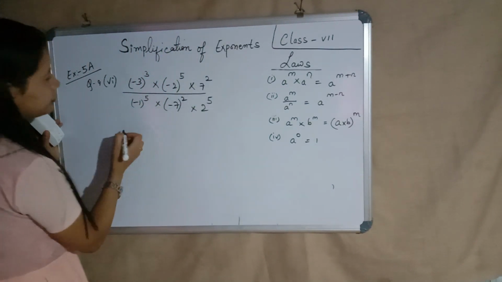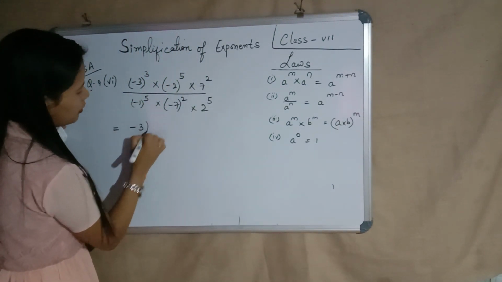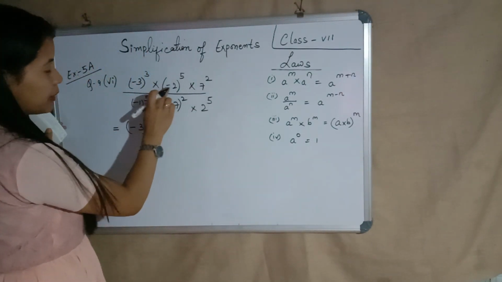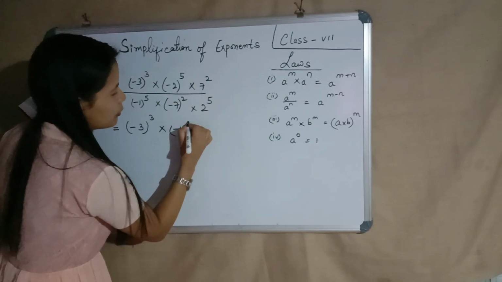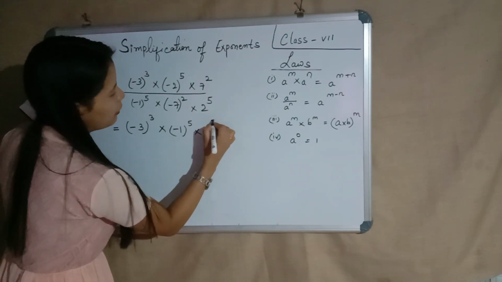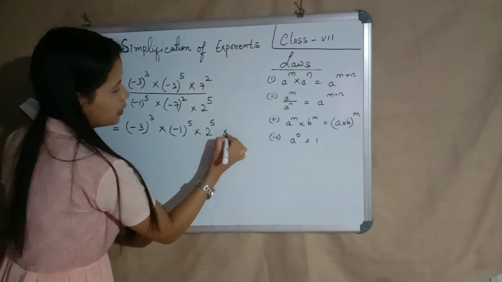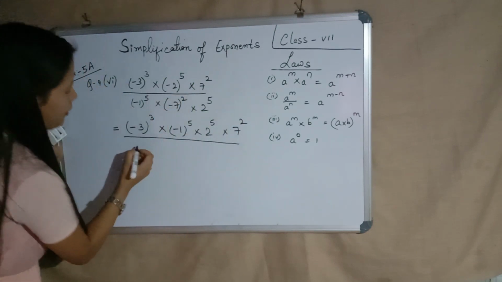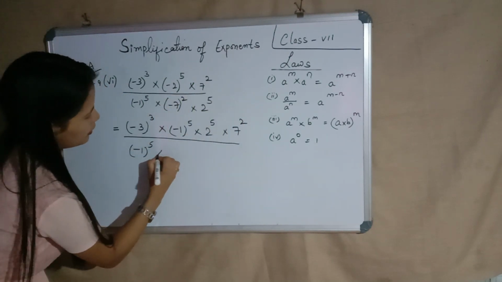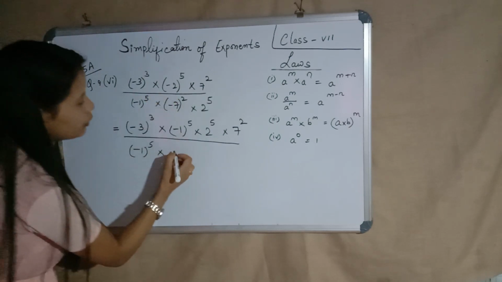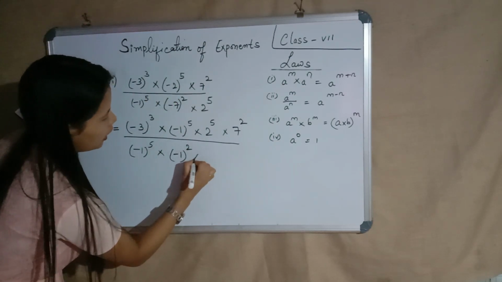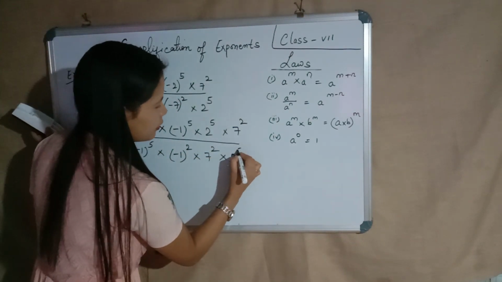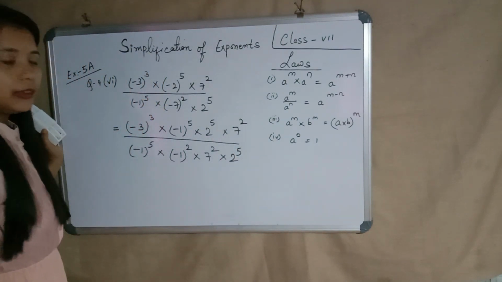Here, minus 3 raised to the power 3. As we did just now, we can write minus 2 to the power 5 as minus 1 to the power 5 into 2 to the power 5, into 7 to the power 2. Minus 1 to the power 5 into minus 7 to the power 2 can be written as minus 1 to the power 2 into 7 to the power 2, into 2 raised to the power 5. Am I clear?